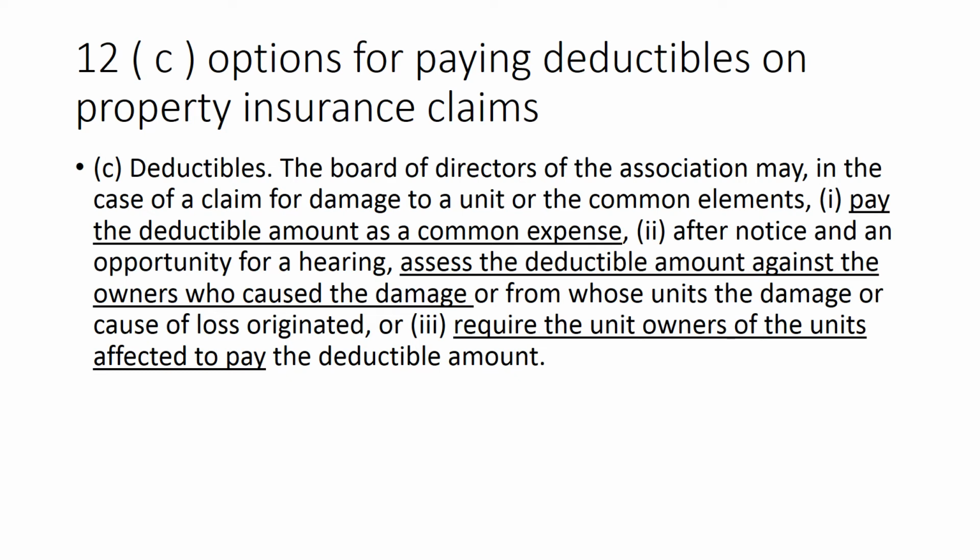You have a notice hearing and assess the deductible against the owners who caused the damage. The association's policy pays it. The owner whose unit caused the damage pays the deductible. Or they can require the unit owners of the units that are affected, the ones the water went into, to pay the deductible. So this is a power that the board of directors has, and it's kind of delegated to them to make the decision. It's entirely up to them, which may leave certain owners dissatisfied, but that's the way it is.